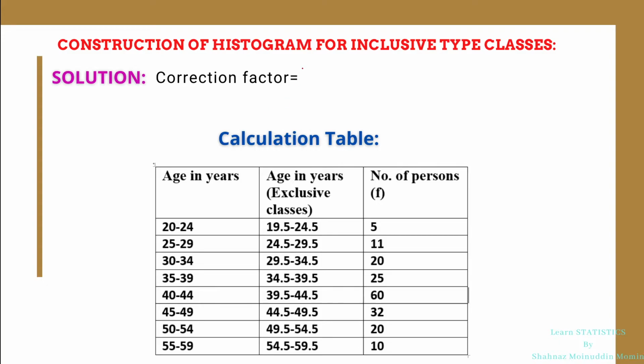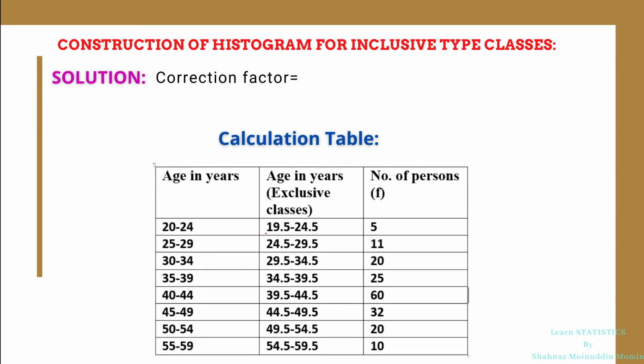I will calculate the correction factor first. Let us consider the calculation table. I have written age in years and number of persons in the vertical columns. Now the first class is 20 to 24, 25 to 29. Like that, the last class is 55 to 59.